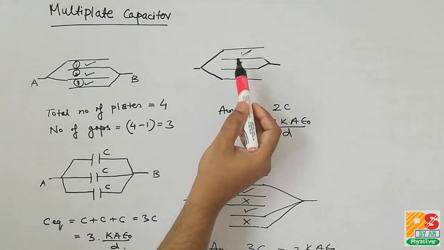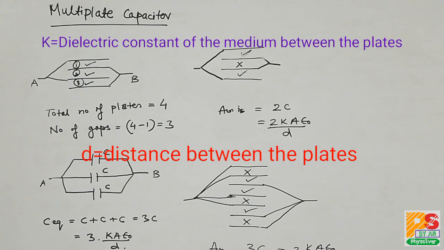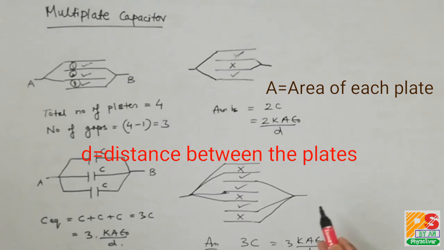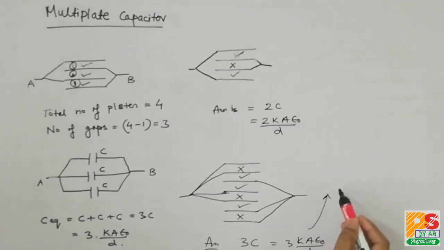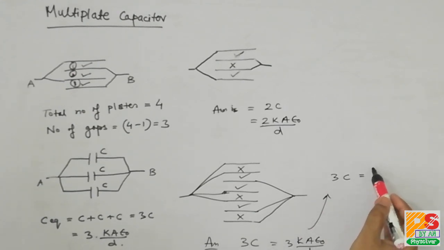And as I mentioned, you can always write C equals Kε₀A/d, where K is the dielectric constant of the medium between the two plates, A is the area of each plate, and d is the distance between any two consecutive plates. I hope you understand this concept clearly.